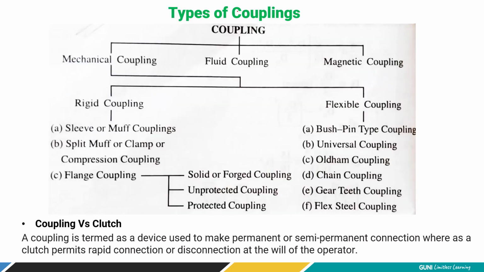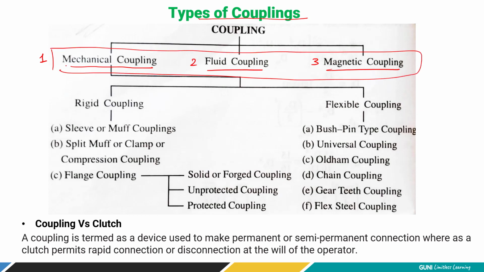Now let's discuss the types of coupling. There are three main types: one is mechanical coupling, second is fluid coupling, and third is magnetic coupling. So try to understand how these three types arrived, and why these three types arrived.